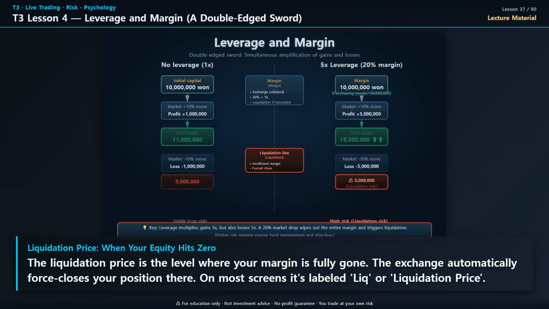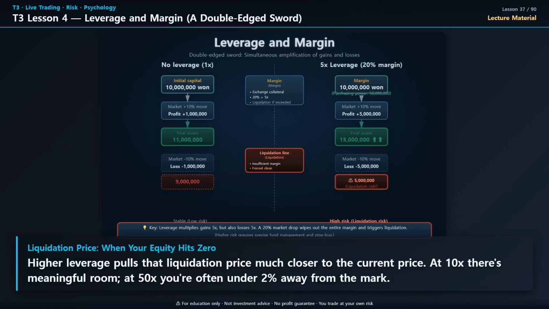The liquidation price is the level where your margin is fully gone. The exchange automatically force closes your position there. On most screens, it's labeled LIQ, or liquidation price. Higher leverage pulls that liquidation price much closer to the current price. At 10x, there's meaningful room. At 50x, you're often under 2% away from the mark.